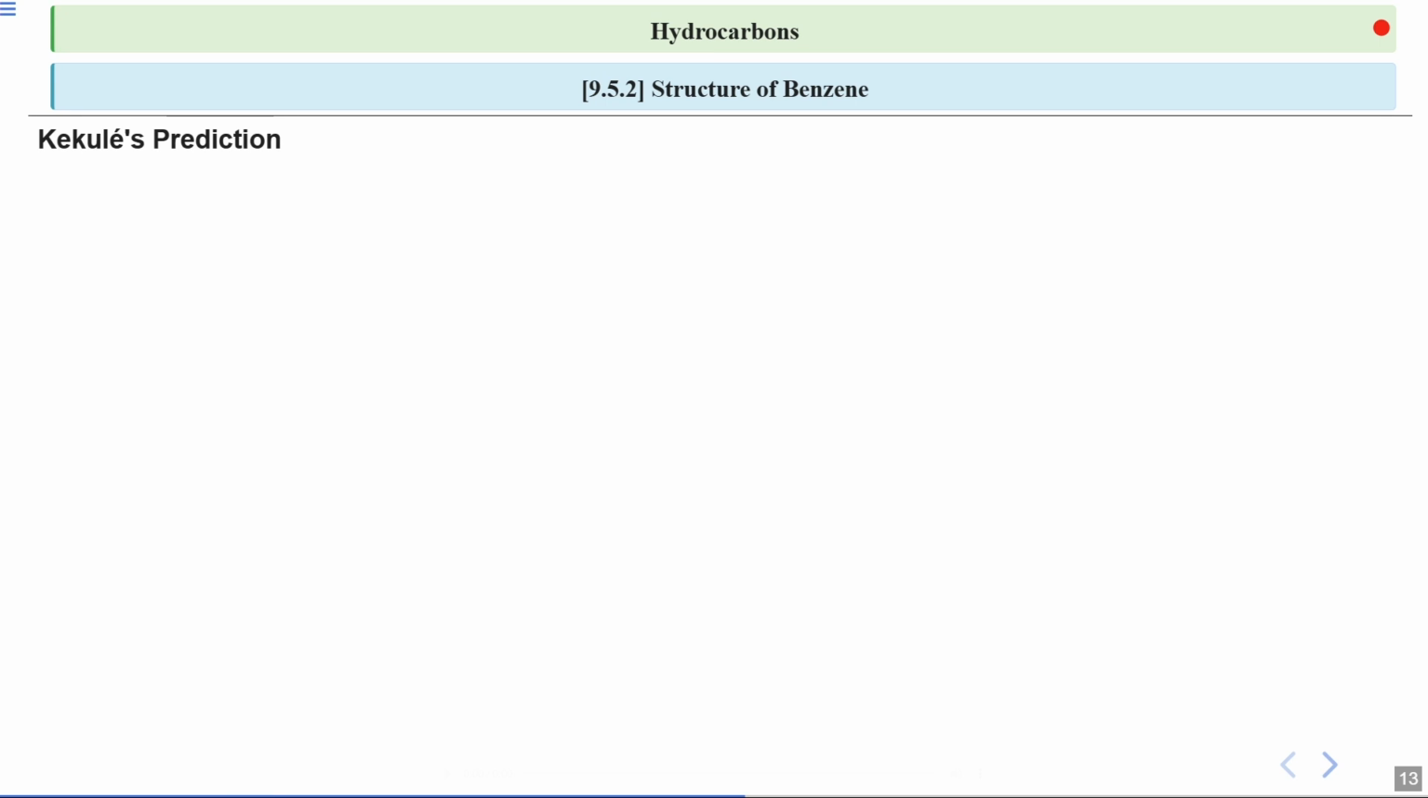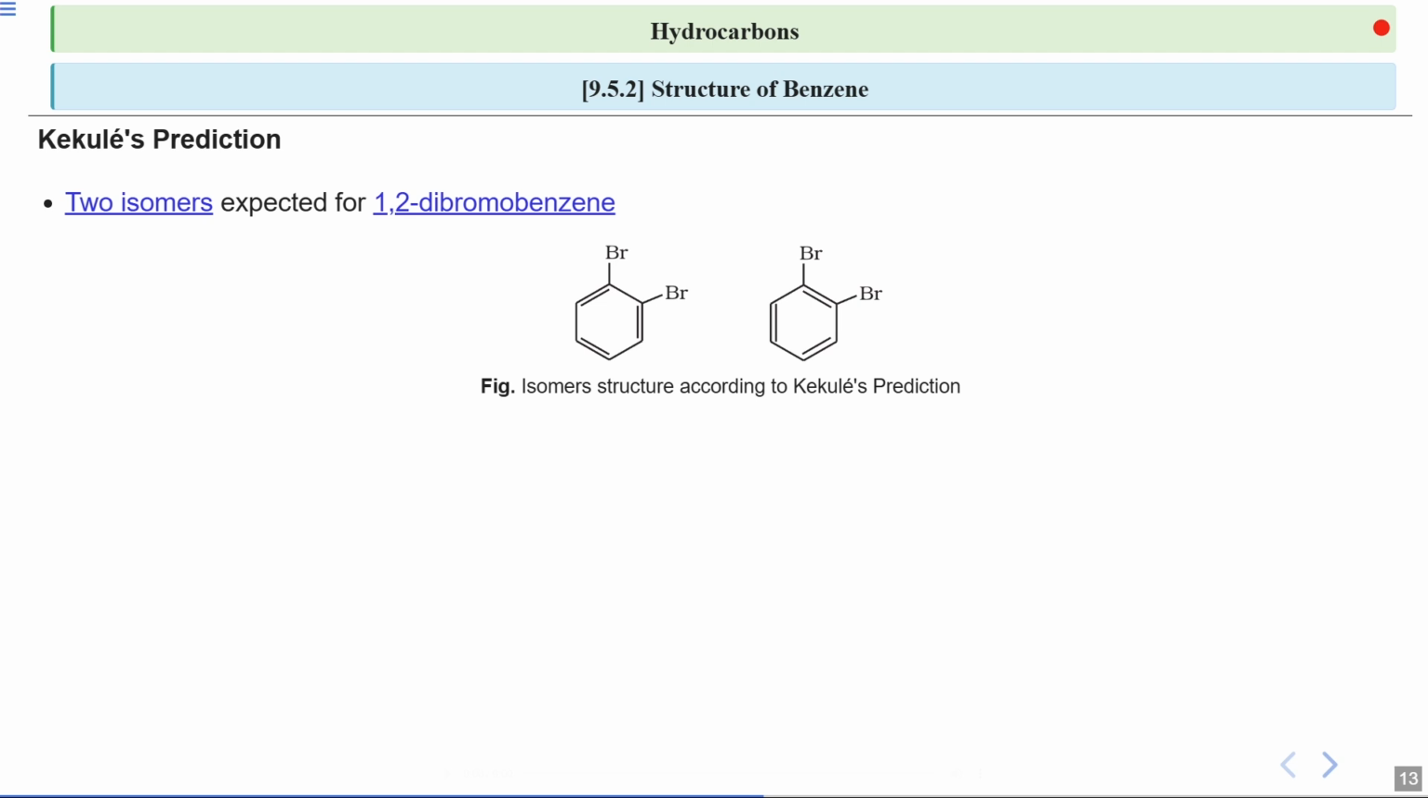Now, we will explore Kekule's prediction about hydrocarbons, specifically focusing on the isomers of 1,2-dibromobenzene. Remember, an isomer is a compound with the same molecular formula but a different arrangement of atoms. We will see how Kekule's idea led to expectations about the structure and properties of this molecule. Now, he expected that 2 isomers are possible if your benzene is disubstituted. Let's see how. So, these are the 2 isomers. What is the difference between these two?